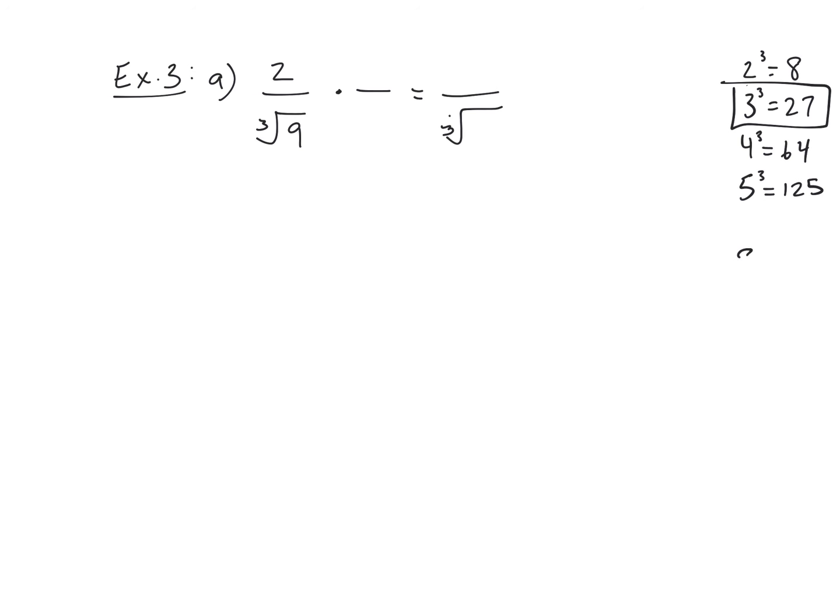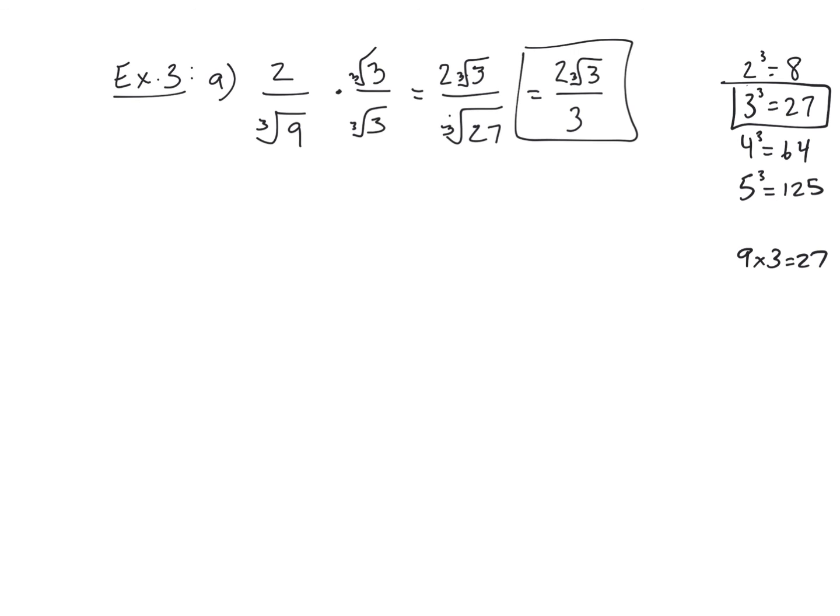And the way I'm going to get there is by doing 9 times 3 is 27. So if I multiply 9 by 3, then I end up with a 27 in the bottom. And when I end up with a 27 in the bottom, the cube root of 27 is just 3. And now my denominator is rationalized, right? I got rid of that root. Again, to multiply by a friendly 1, I have to multiply by a cube root of 3 in the top, and I end up with 2 cube root of 3 there in the top. So I'm left with 2 cube root of 3 over 3 as my answer there.